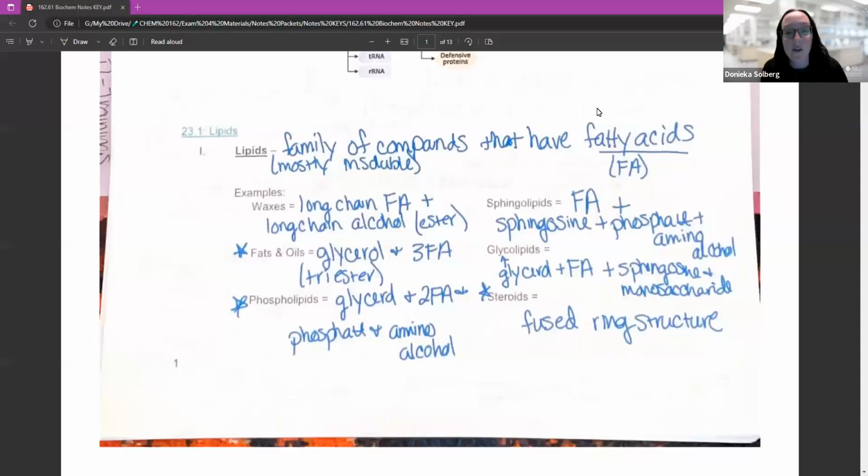Okay, so our first group are lipids. Lipids, I want you to think of fats and oils and things like that. Lipids are a family of compounds that have what are called fatty acids. I'm going to show you what those look like, and we'll get more into that in a little bit.